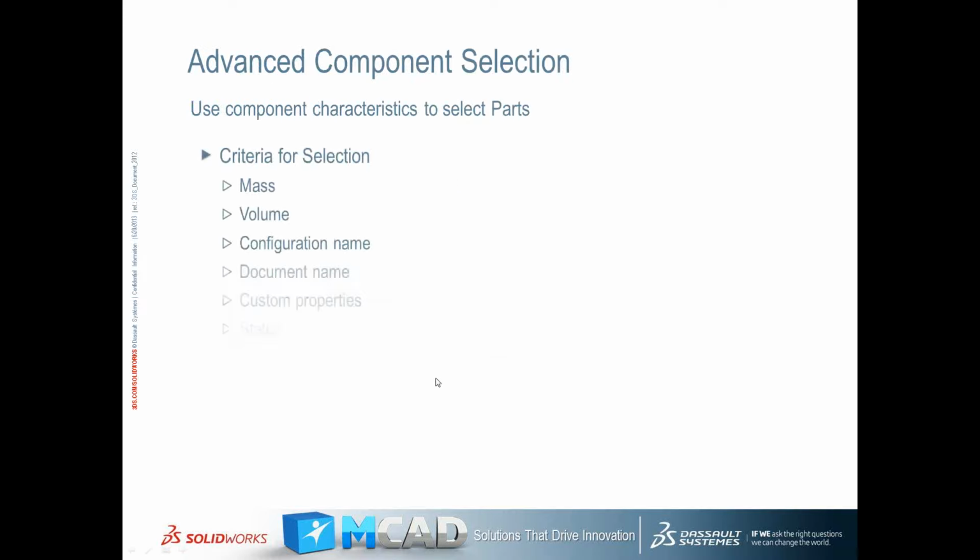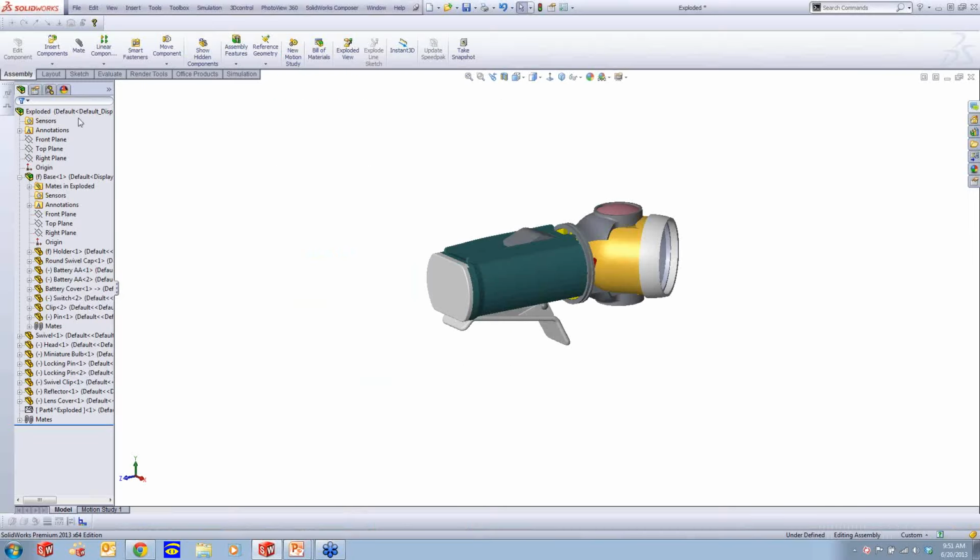And then the last section here is advanced component selection. So it's a way to select components based on characteristics of the parts. So maybe mass, volume, names of configurations, or custom properties. I could select based on document name, whether it's resolved or not, whether it's lightweight or been suppressed, or maybe any parts that have errors. Okay, so there's a ton of things that we can select based on this.